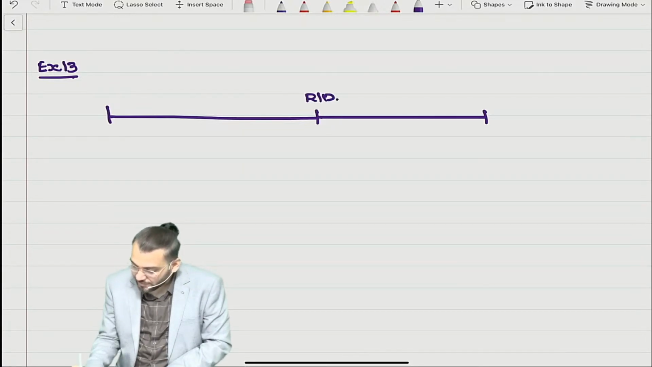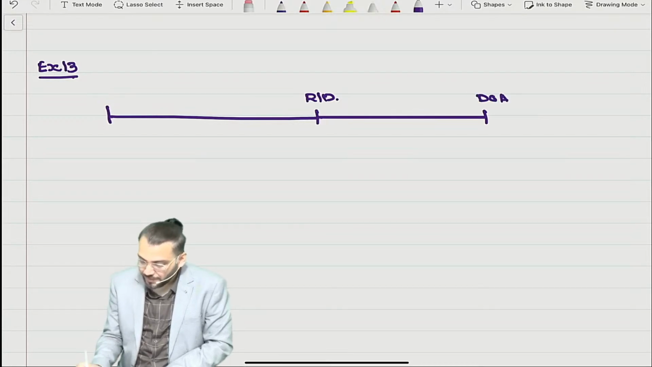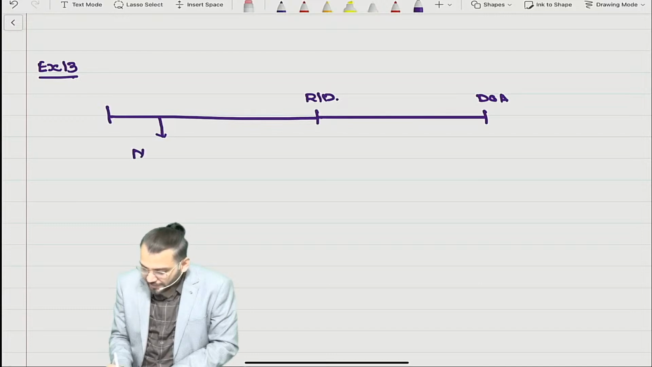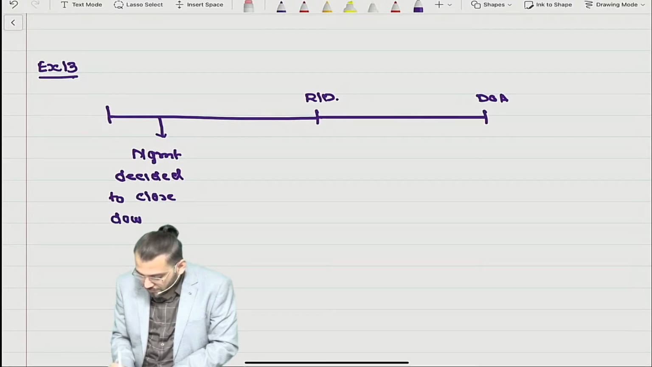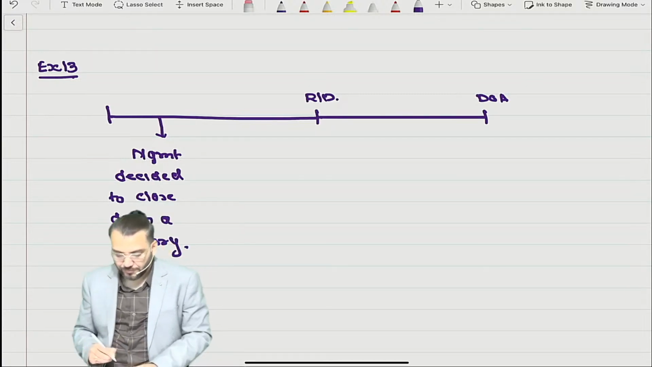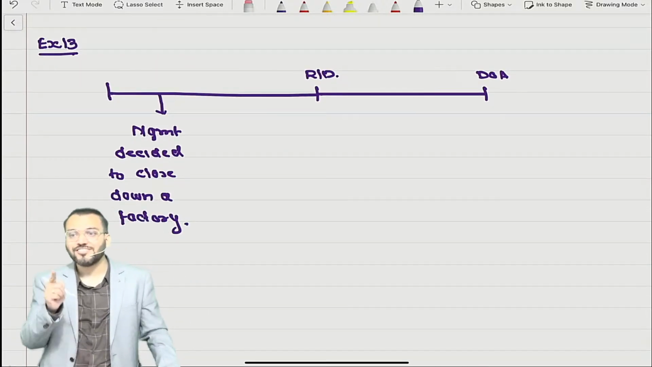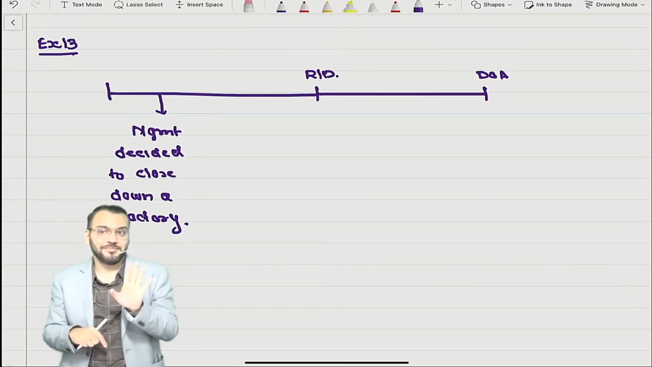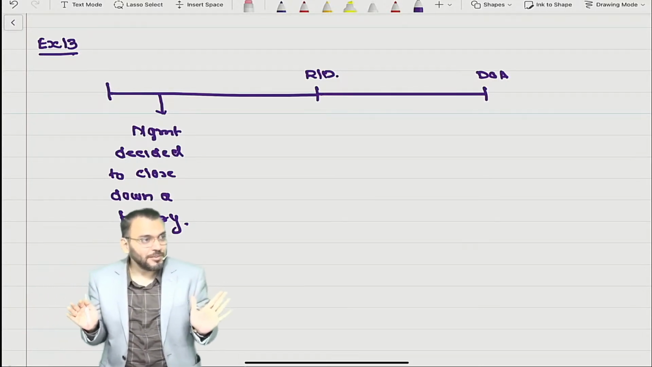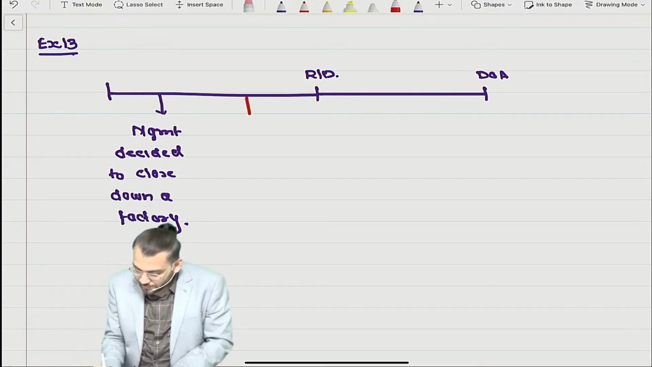Reporting date. Date of approval. Now, on this date, management decided to close down a factory. But this is a question of what? This is a question of restructuring. Today only we have done it. Means now I am linking Ind AS 10 with Ind AS 37. The final level. Level, you understood? Now. Resolution passed.